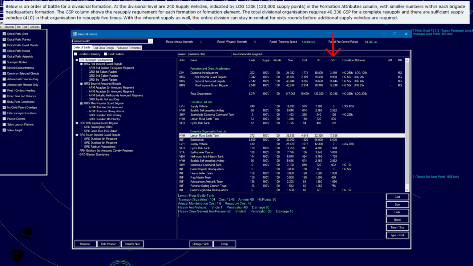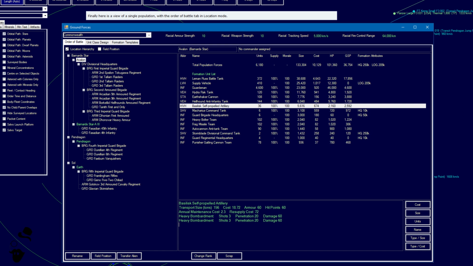The GSP column shows the resupply requirement for each formation or formation element. The total divisional organization requires 40,338 GSP for a complete resupply, and there are sufficient supply vehicles, 410, in that organization to resupply 5 times. With the inherent supply as well, the entire division can stay in combat for 60 rounds before additional supply vehicles are required. Finally, here is a view of a single population with the order of battle tab in location mode.